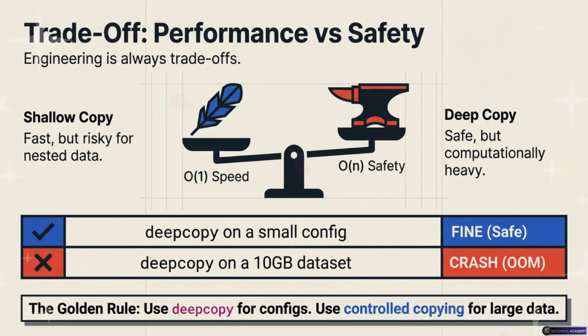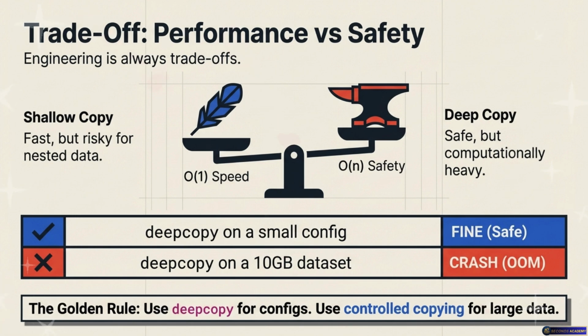We're talking about big O notation here, right? O(1) versus O(n). Precisely. A shallow copy is an O(1) operation. It executes in constant time. So it's basically instantaneous. Yes. Creating a new wrapper and a few memory pointers takes a fraction of a millisecond, regardless of whether you have 10 items or 10 million items.